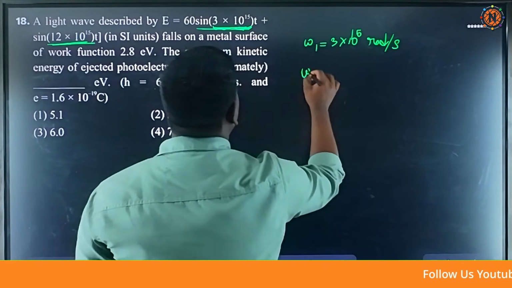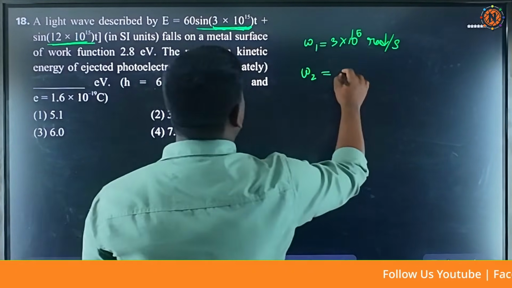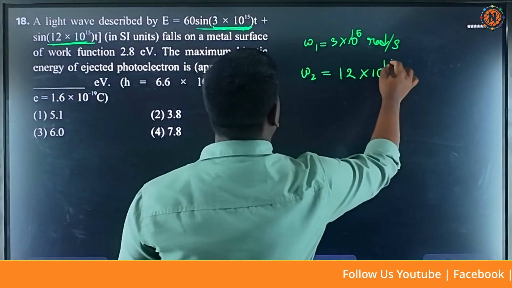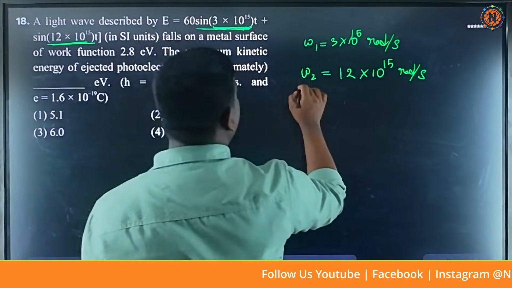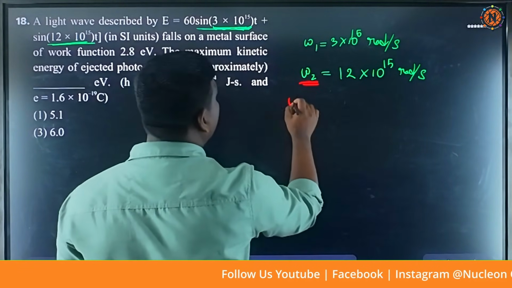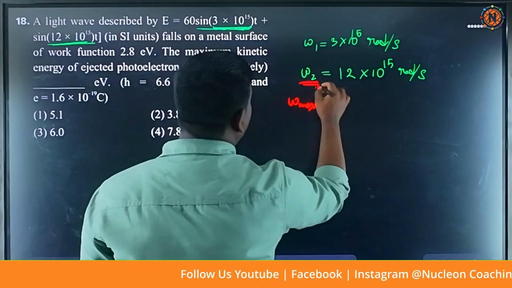Okay, and omega 2 will be how much? This is 12 into 10 to the power 15 radian per second. Okay, we need to take the maximum frequency. So maximum frequency will be this. Therefore, omega max, we need to take this as omega 2.